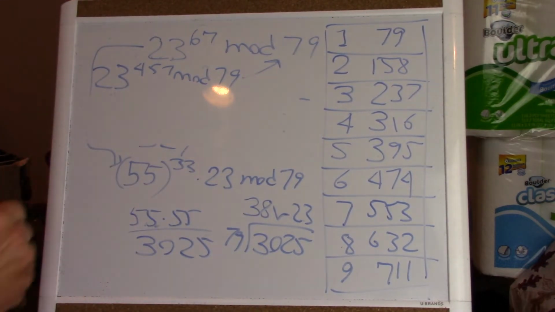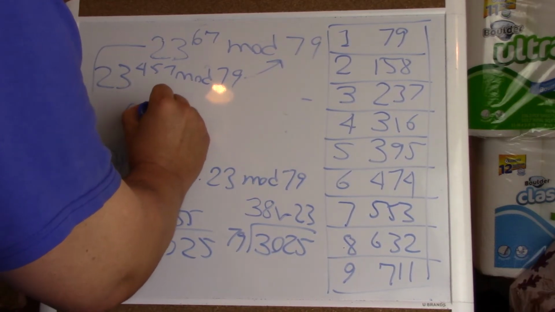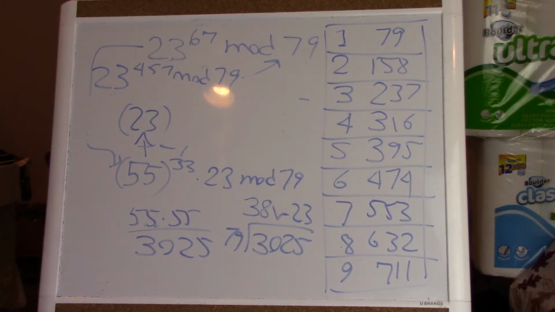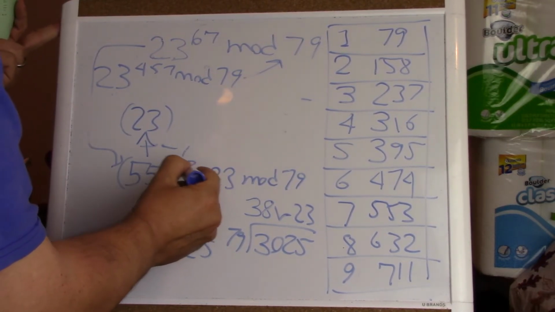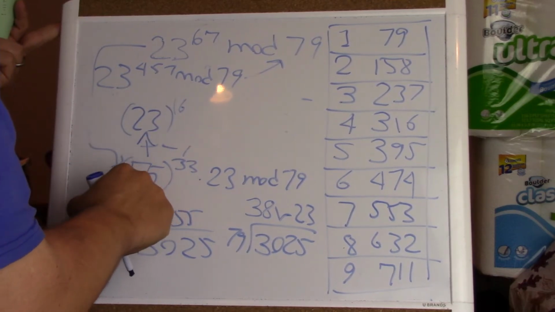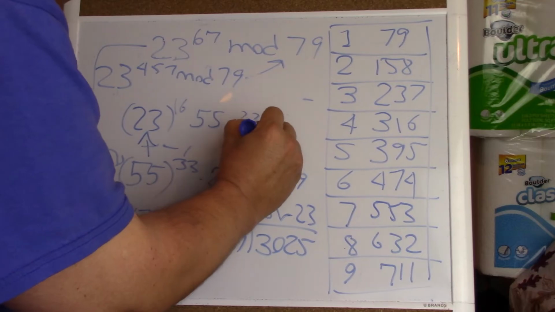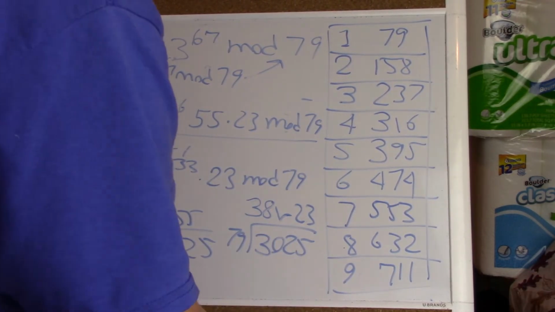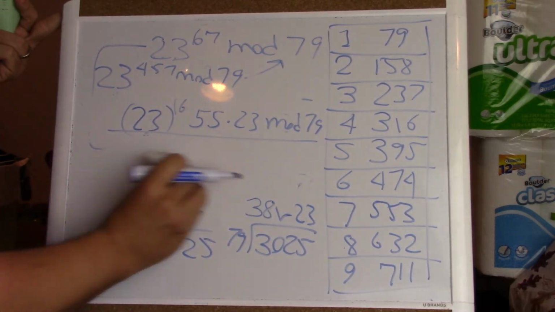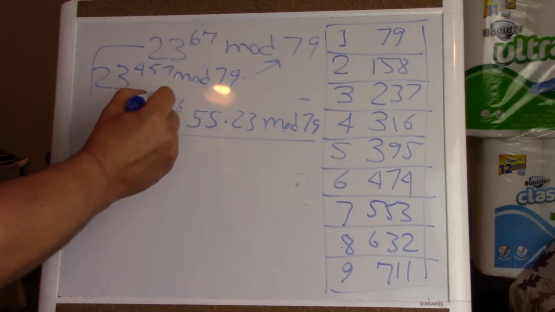Okay, so right here, this problem becomes 23 to the 16, because you have to halve this, and then you're going to pop out a 55 that you have left over, and another 23. And now you basically have solved the problem. How so? Well, because this is a power of 2.